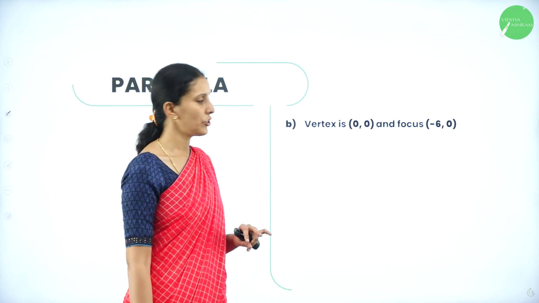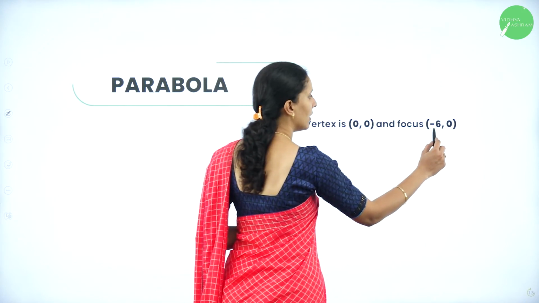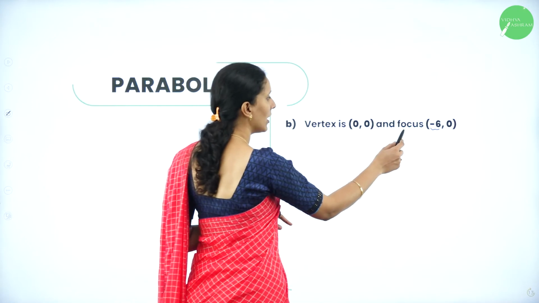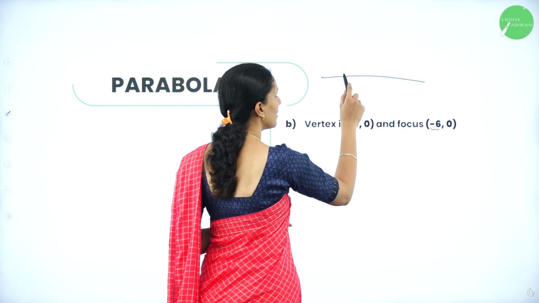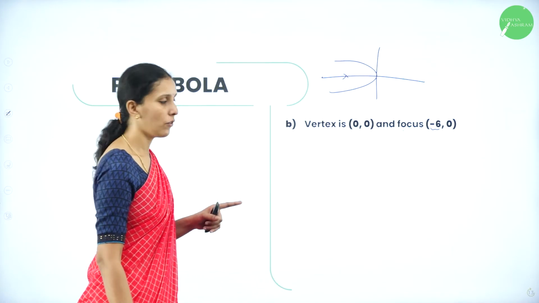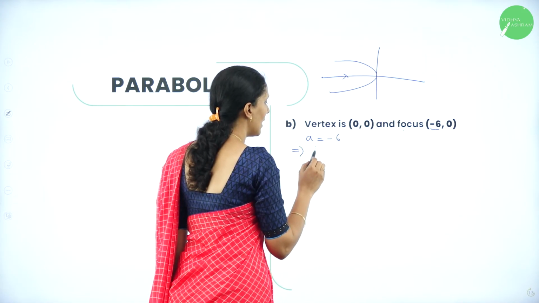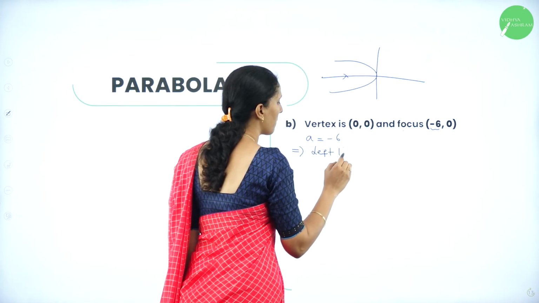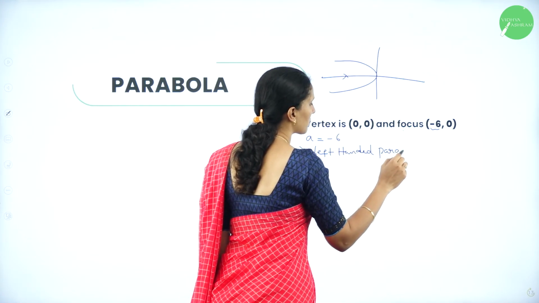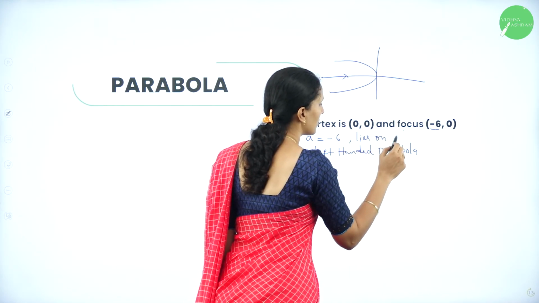Vertex is origin, focus is minus 6, 0. So, clearly here minus a is given. That means the focus lies on the negative side of the x-axis. So, here is my focus. So, therefore, a is equal to minus 6 implies a left-handed parabola. And here it lies on the x-axis.